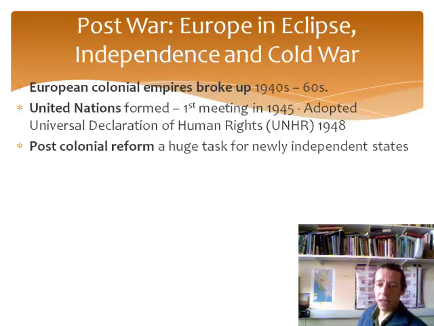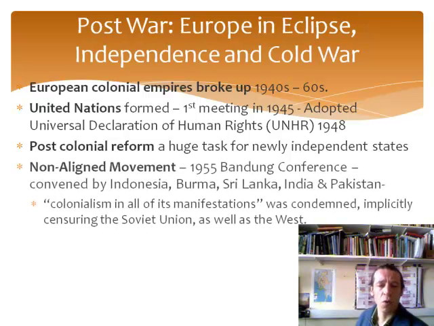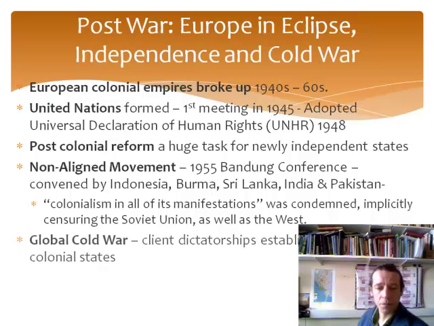Those newly independent states, like India, like much of Africa, had a huge task of post-colonial reform, how to reorganize their states to focus on national and subnational priorities rather than contributing to European colonial interests. So a huge reform was needed. There was also the emergence of a non-aligned movement of many of those countries, led by Indonesia, Burma, Sri Lanka, India and Pakistan. And they condemned colonialism, including colonialism of the Soviet Union, and wanted to separate from this Cold War between the Soviet Union and the US.